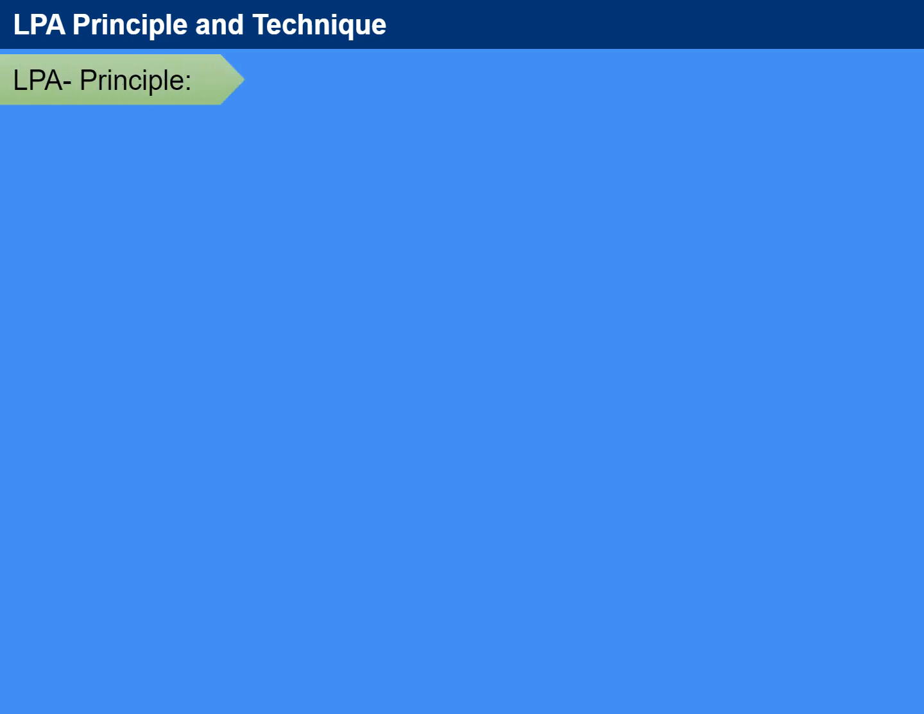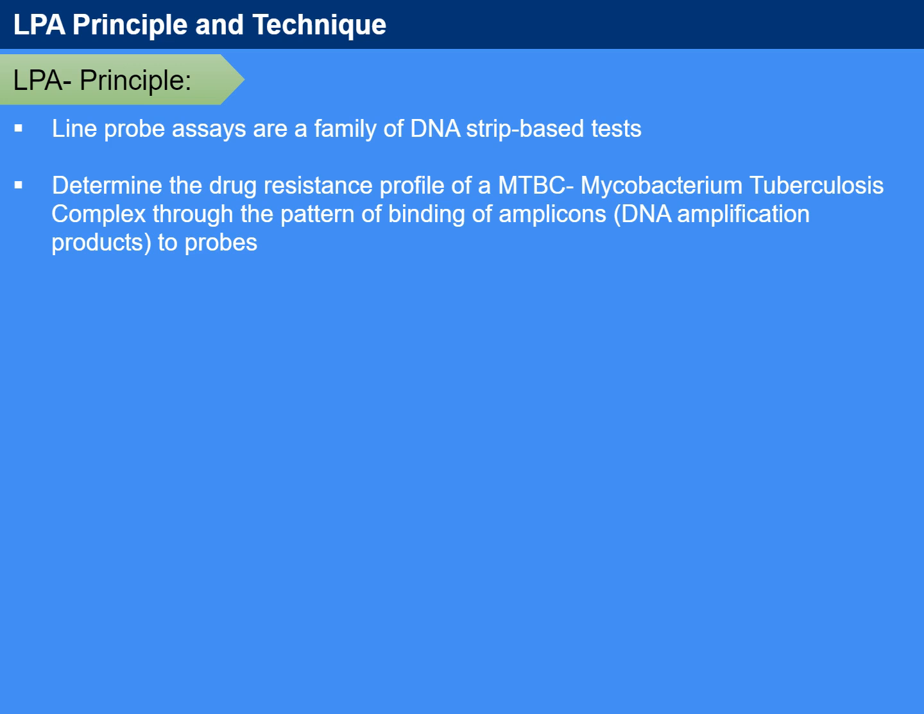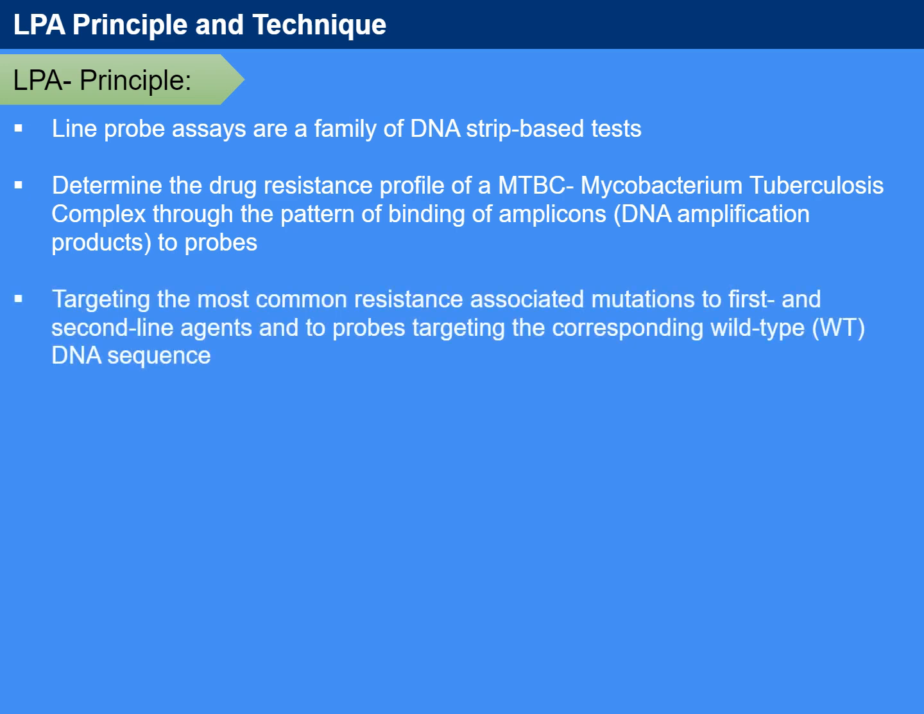LPA principle. Line probe assays are a family of DNA strip-based tests determining the drug-resistant profile of an MTBC, or Mycobacterium tuberculosis complex, through the pattern of binding of amplicons, or DNA amplification products, to probes targeting the most common resistance-associated mutations to first and second line agents, and to probes targeting the corresponding wild type DNA sequence.